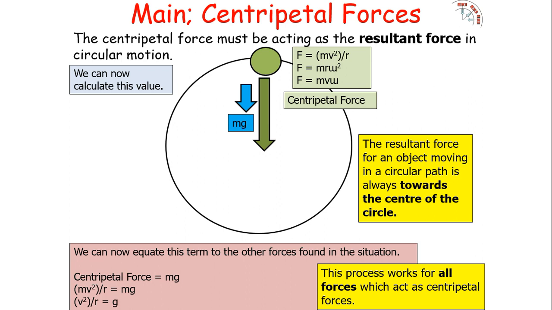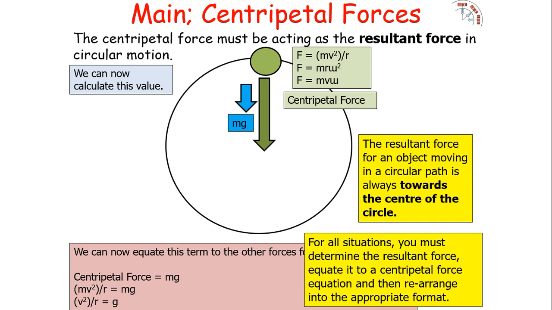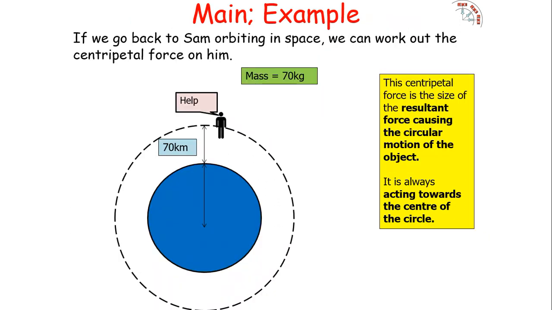Now this process works for all forces that act as centripetal forces. So regardless of the question that you're given in an examination, if you equate your general equation to the equations which are shown to you in the example, you can work out and derive a value in a situation. So for all situations, you've got to determine the resultant force, equate it to a centripetal force equation, and then rearrange it into the appropriate format. So let's have a look at a particular situation and look at an example question.